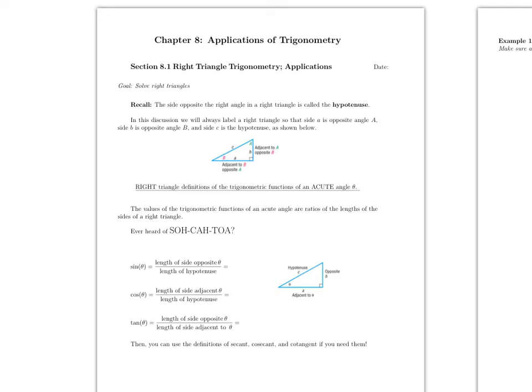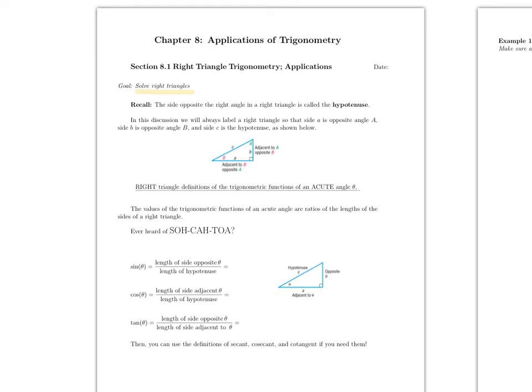Chapter 8 is also about trig, and we'll be able to study a lot of applications in this chapter and in this section. But this is an approach called right triangle trig. So we're going to approach trig from a triangle perspective. Our goal in this section is to do what's called solve right triangles. And we'll see as we go through the notes what that means.